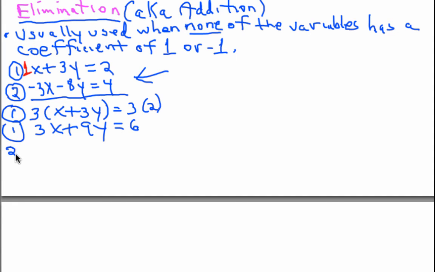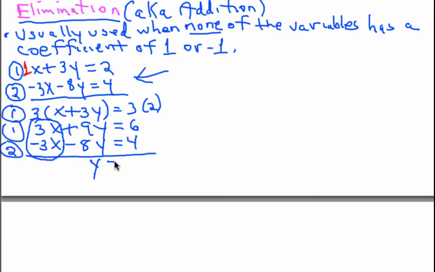Now let's bring down equation number 2. I'm not going to make any changes, just going to write it. And you see we have negative 3x minus 8y equals 4. Now it's time to add these two equations together. In doing so, you see what happens. The 3x take away 3x will drop out. 9y minus 8y is y. 6 plus 4 is 10. Now, had they asked you to solve for x, you would now substitute the y value of 10 into either equation to solve for x.